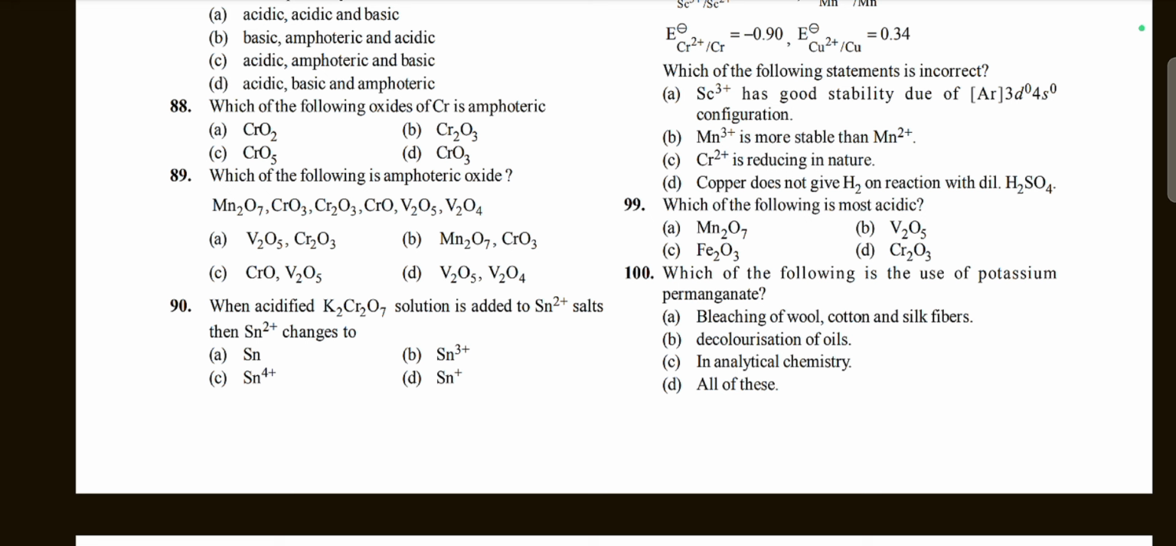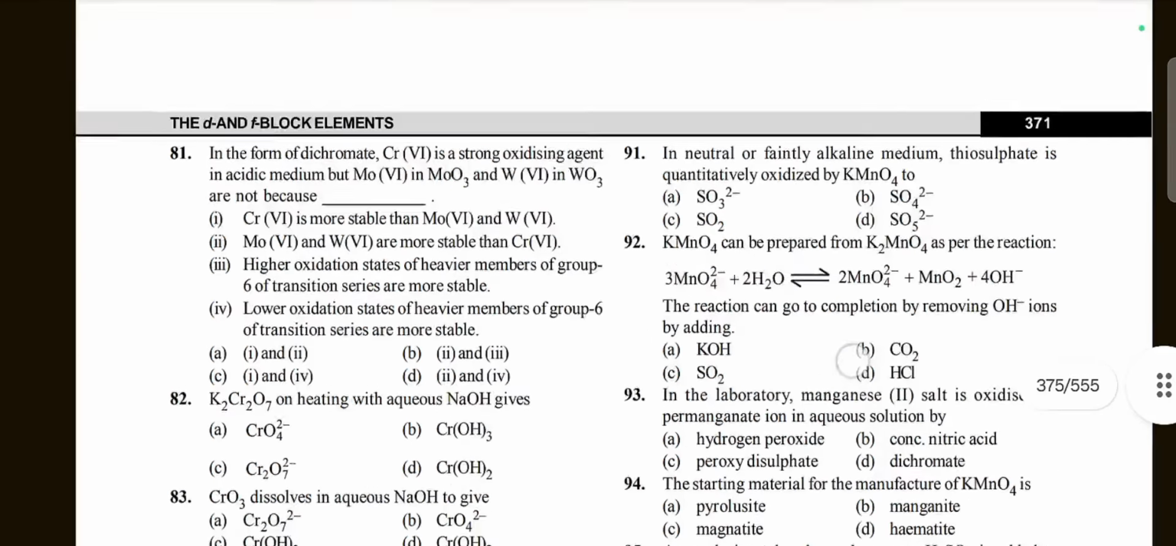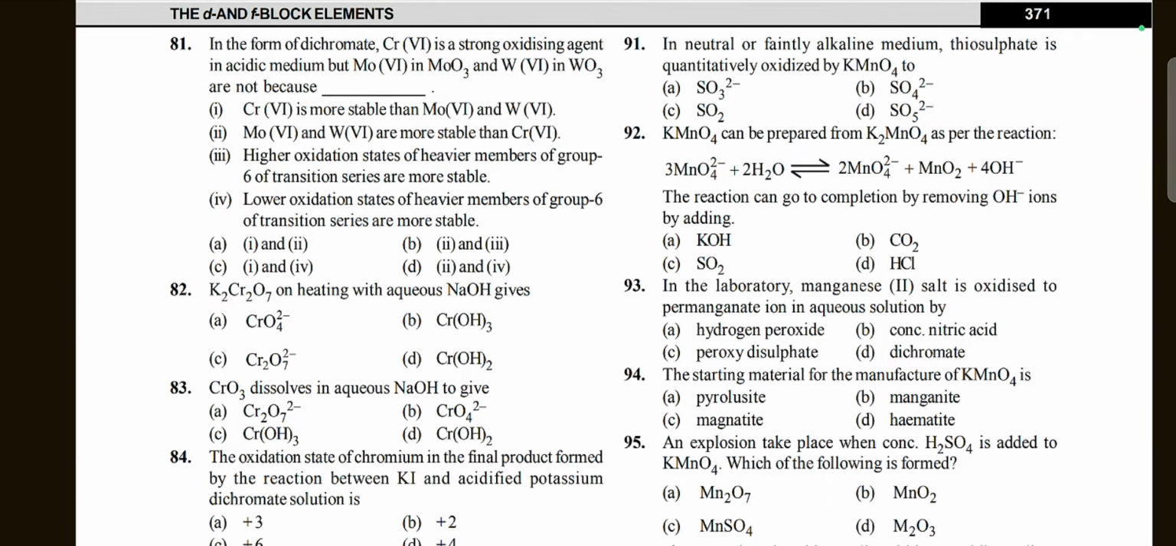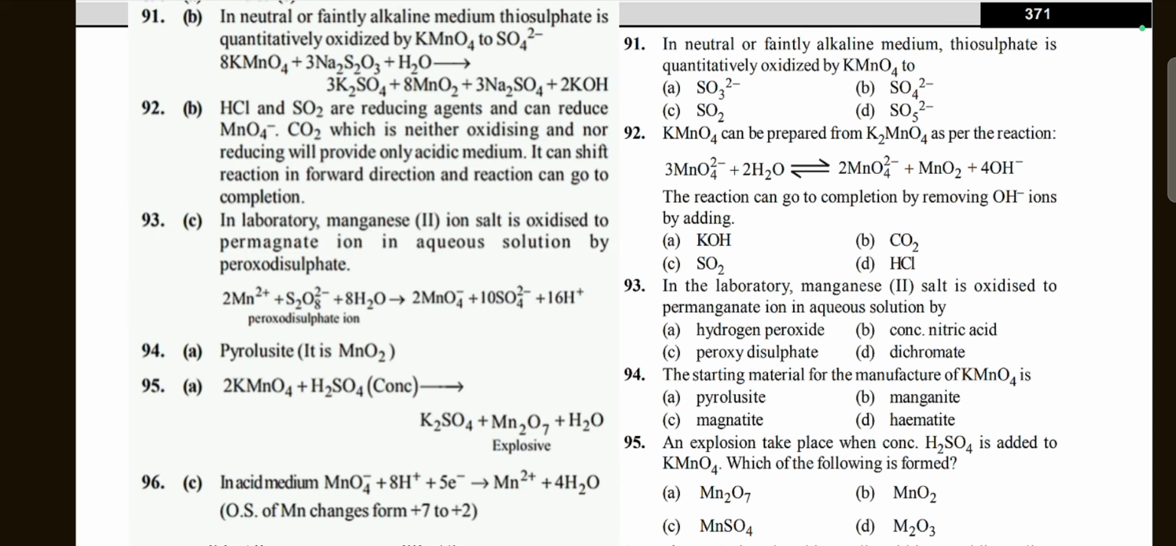When acidified K2Cr2O7 solution is added to Sn2+ salts, then Sn2+ changes to Sn4+. Option C will be the answer. In neutral or faintly alkaline medium, thiosulfate is quantitatively oxidized by KMnO4 to... So here is a reaction. 8KMnO4 plus 3Na2S2O3 plus H2O gives 8MnO2 plus 3Na2SO4 plus 3K2SO4 plus 2KOH. So option B will be the answer. It will give SO4 2-.